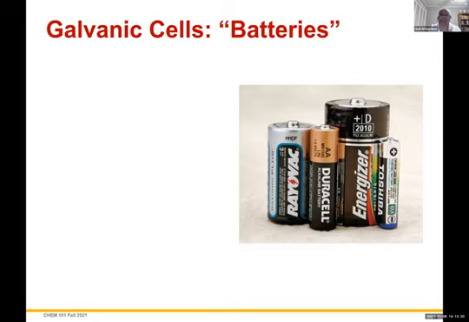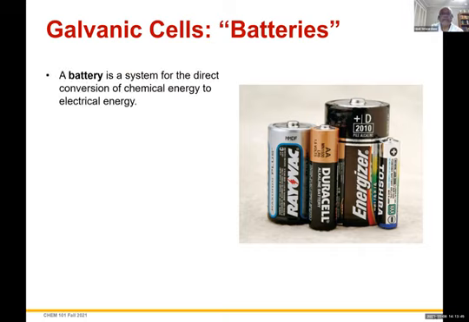So basically batteries are galvanic cells. They have specific redox reactions. We're going to talk about different kinds of batteries, what kind of chemicals are used in the battery, whether they are rechargeable, or whether they are just primary and couldn't be recharged. A battery is a system for the direct conversion of chemical energy to electrical energy.